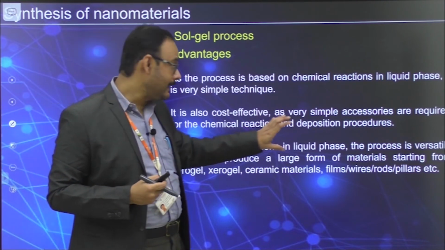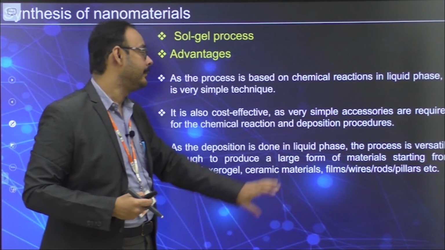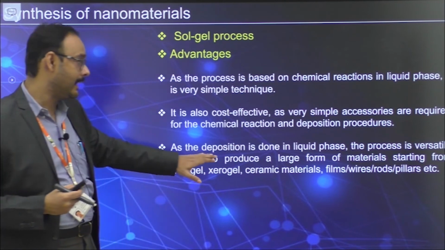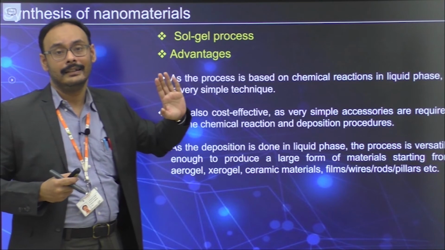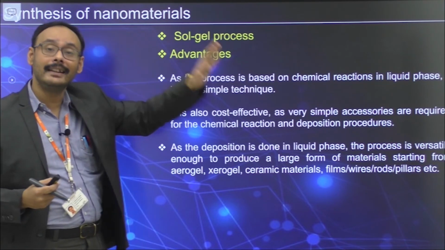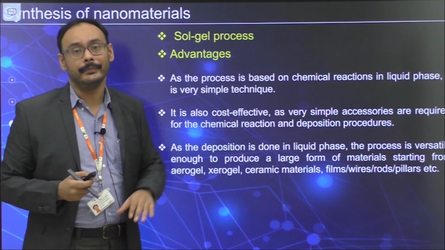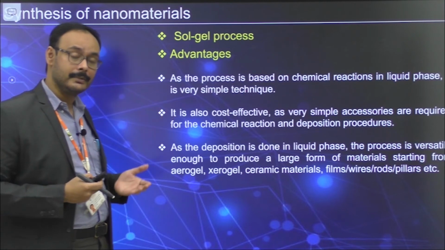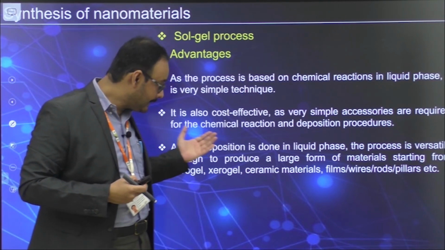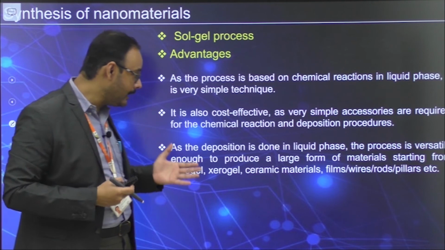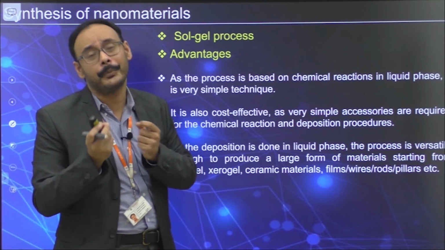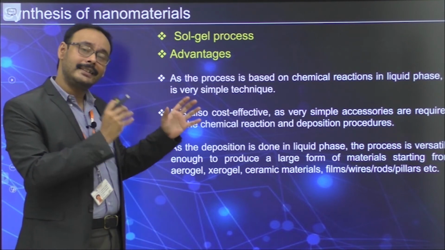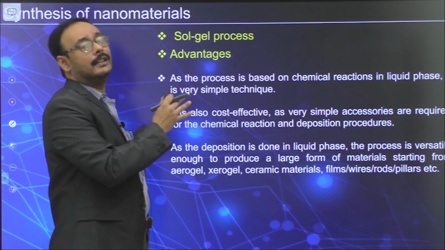As the deposition is done in liquid phase, the process is versatile enough to produce a large variety of nanomaterials. I have given you some examples, from dense ceramic to film to other types of nanomaterial, but all those things can be done by tuning a little bit of the reaction conditions and the approaches, right? But the basic chemistry remains the same. They are all sol gel based techniques.